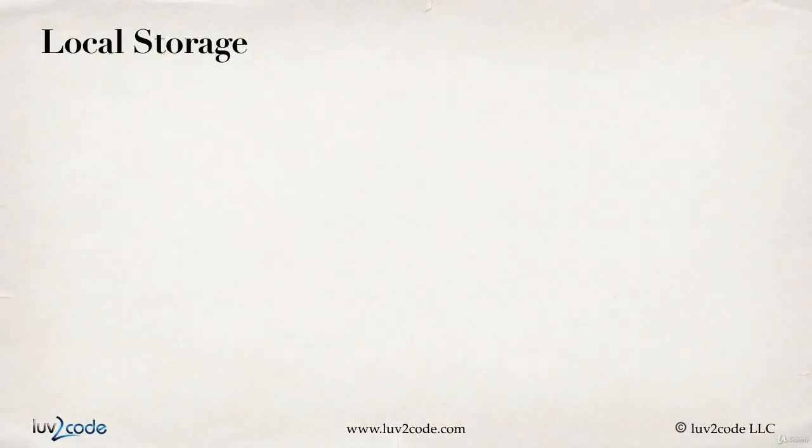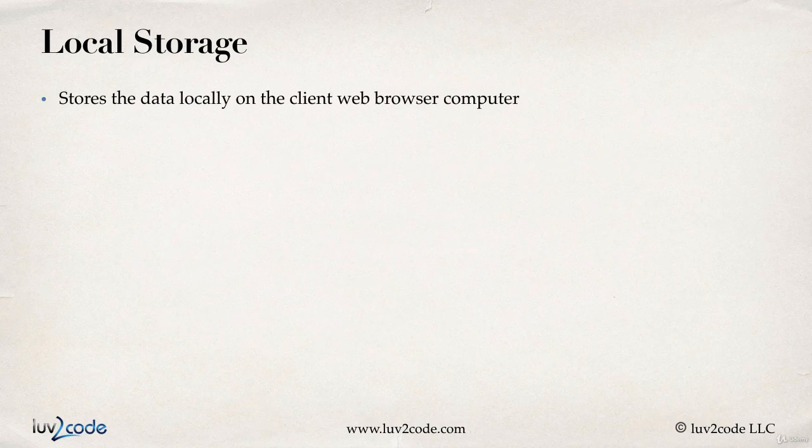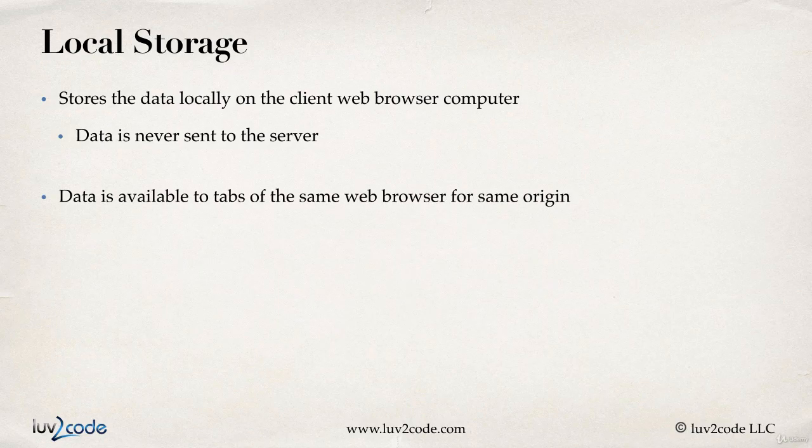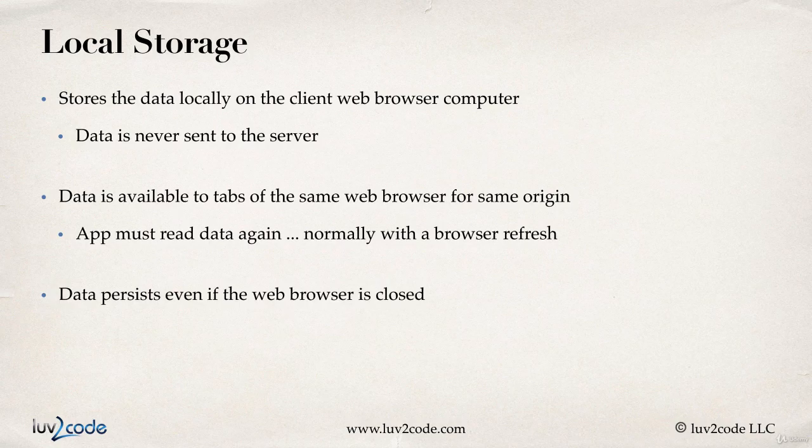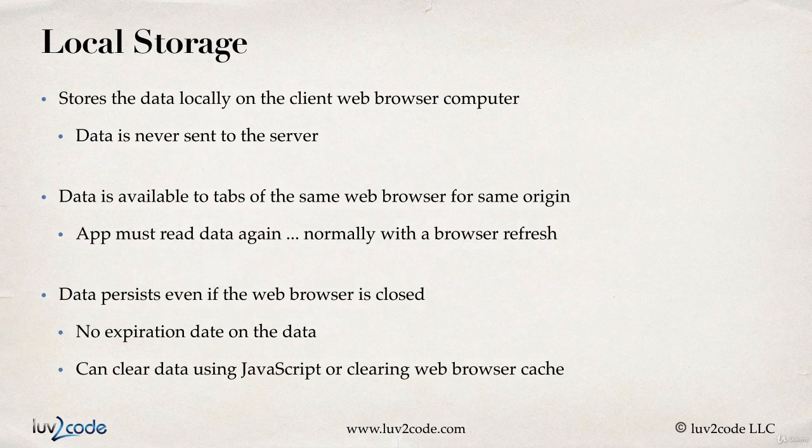Now let's take a look at local storage. So local storage stores the data locally on the client web browser computer. The data is never sent to the server. The data is available to tabs of the same web browser for the same origin. So the app must read the data again, normally with a browser refresh. The data persists even if the web browser is closed. So if you close the browser and start it again, you can still access the same data. And there's no expiration date on the data. And also you can clear the data using either JavaScript code or clearing the web browser cache.